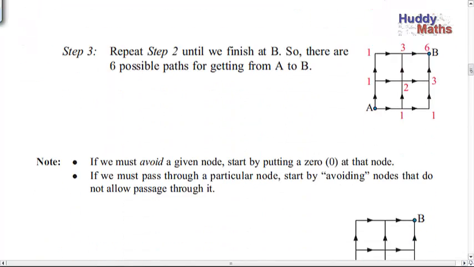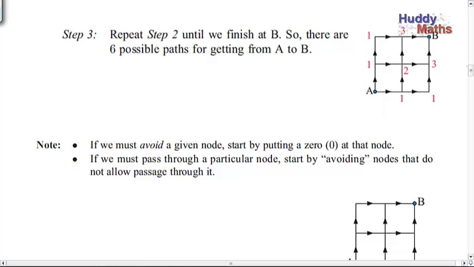So the final step is to repeat step 2 until we finish at B. So where are we? We've gone to there, or to there, or to there. Now let's do another node. Let's go to this node. Well, how many ways can you do it? Well, we've said you can come around there. That's one way. That's that number. And you could come from here, and there were two ways of getting to there. So the total ways of getting to this node is 3. So you write a 3 there.